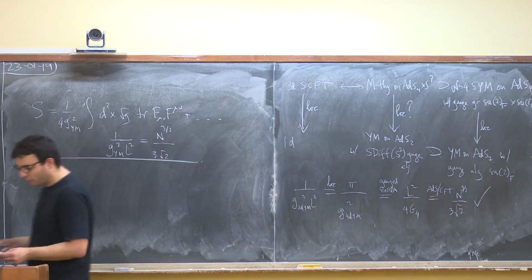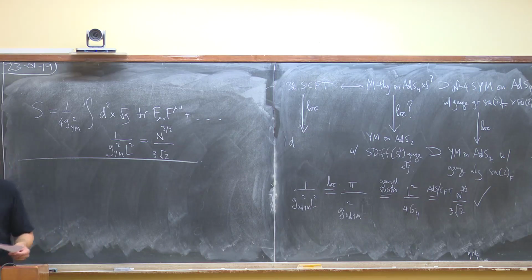And at large N, the bulk dual of a topological sector is just a gauge theory in AdS2. That's our proposal. We only checked it at leading order in N. It would be nice to see how it works at subleading orders.